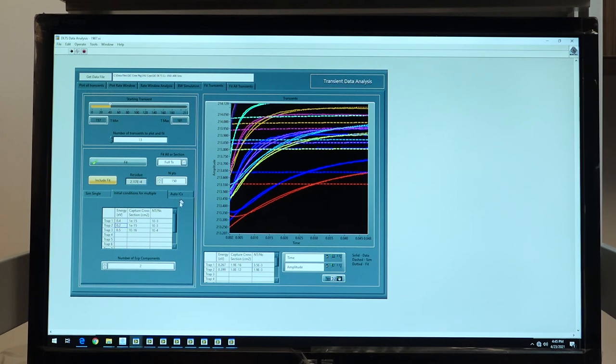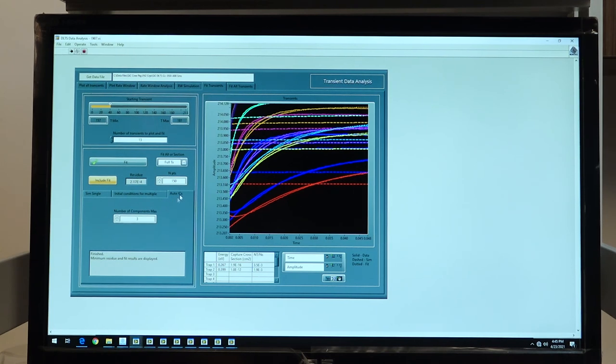If we want this process to be automated, then we can click on the last button. We have to click on the number of components that we would want to fit. Here, I think 3 components would suffice. We can try with fewer, but if it is not able to converge, we'll get an error message displayed here. So we tried with 3 components, and if you click on fit, then this software runs through each and every transient, that is all the 211 transients, and then tries to generate the energy level, energy value, and capture cross section. This is supposed to be far more accurate than that generated from the rate window analysis.